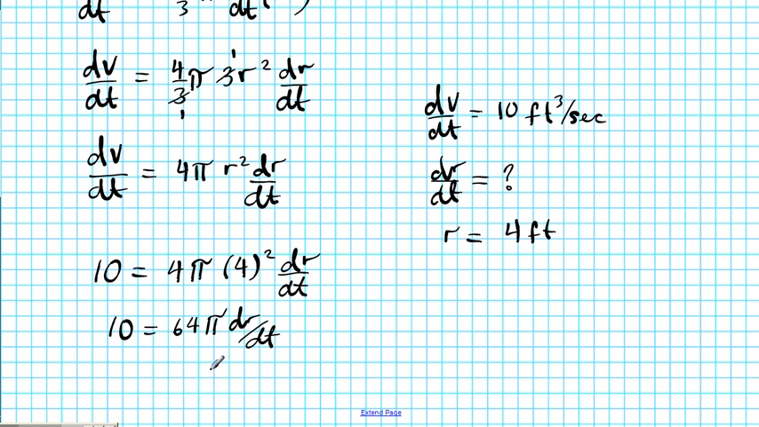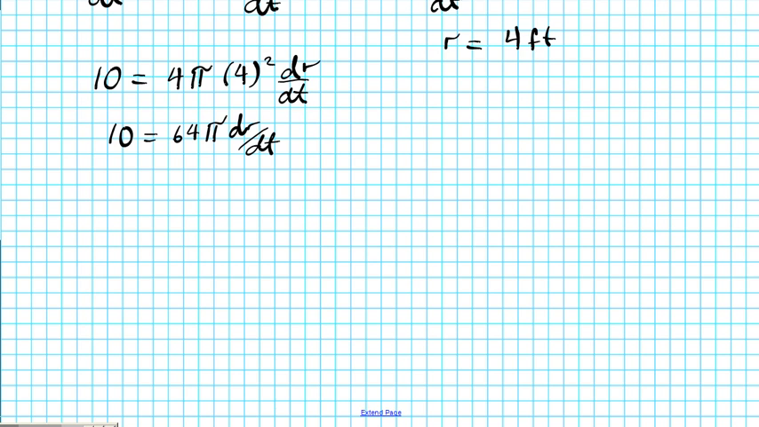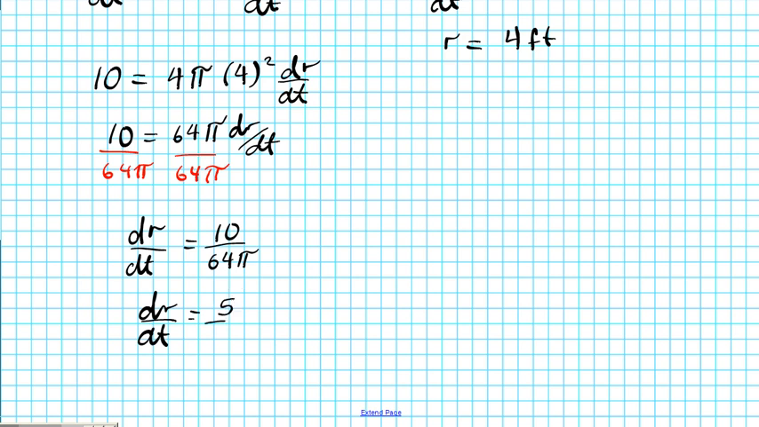And then we're going to divide both sides by 64 pi. So divide this by 64 pi. Divide that by 64 pi. And then your final answer is going to be, using the reflexive property of equality, dr dt equals 10 over 64 pi. Okay? But we know that these are even numbers, so we can reduce it, divide by 2, right? So dr dt can be further reduced into 5 over 32 pi.